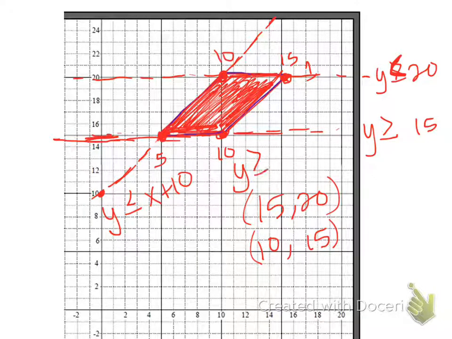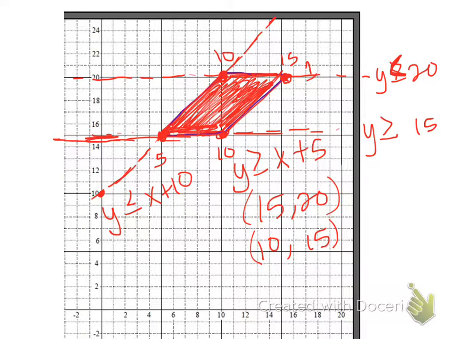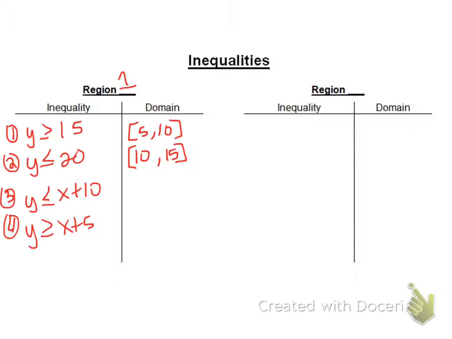Y is greater than or equal to x plus 5. Okay, so if I go back over here, I have y is less than or equal to x plus 10, and y is greater than or equal to x plus 5, and then I need to see the domain for those lines. So this one is from 5 to 10, and the other one is from 10 to 15. So this one is also from 5 to 10, and this one is also from 10 to 15.